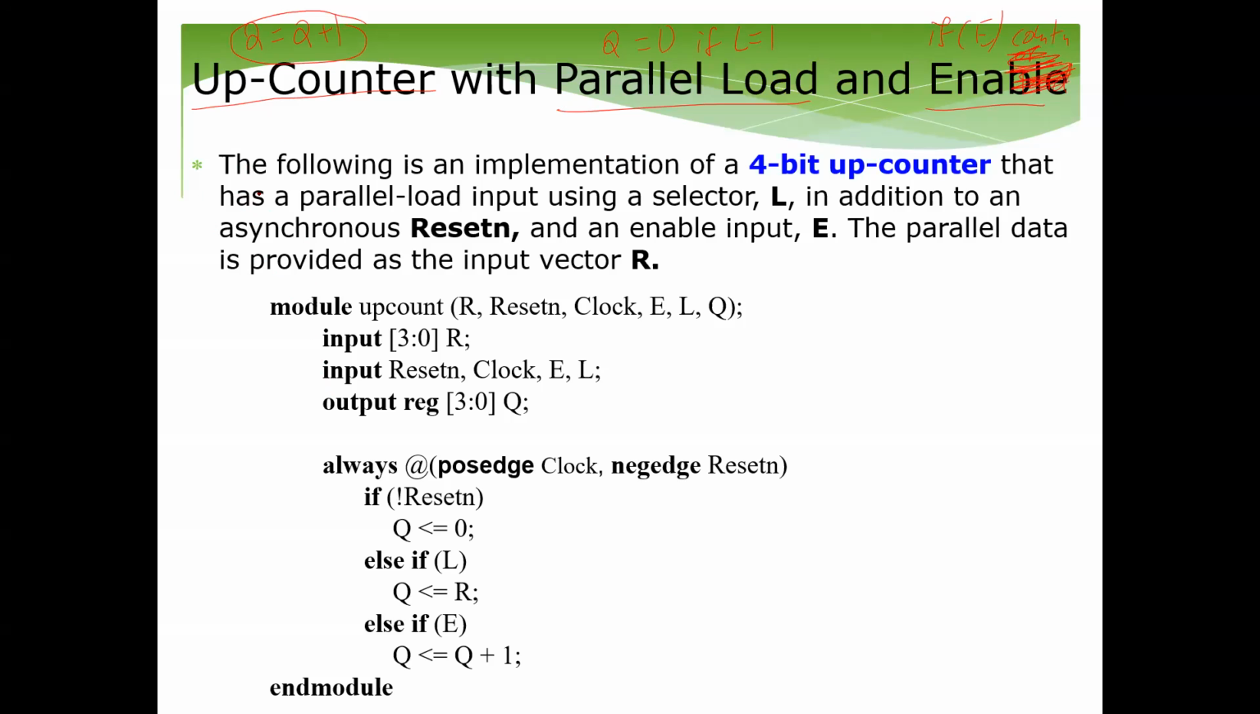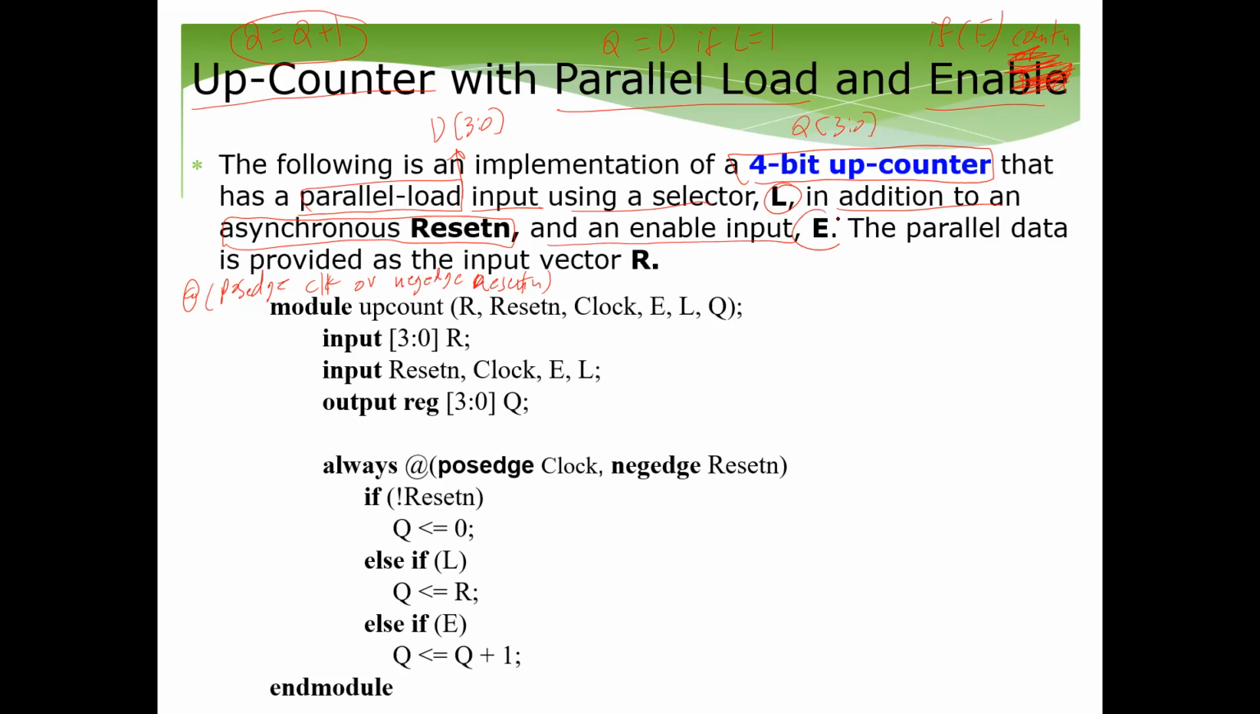Now let's check this code. The following is an implementation of a 4-bit up counter. So Q is declared as Q from 3 to 0. That has a parallel load input. That means I need to make an input called D, or whatever the input is. So D is also 4-bit. Using a selector L, this is your load signal, in addition to an asynchronous reset N. Once you see this, you know that your sensitivity list will have a positive or a negative edge of the clock, depending on the question, or a negative edge of reset N.